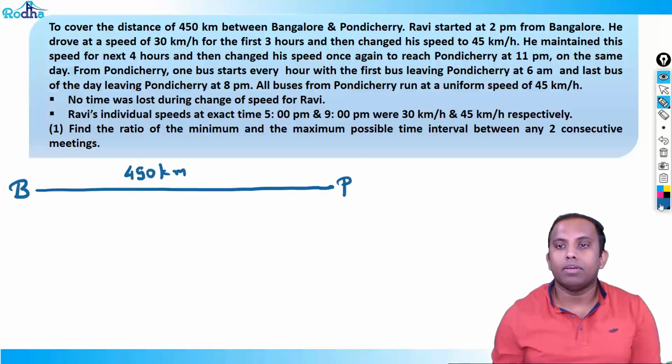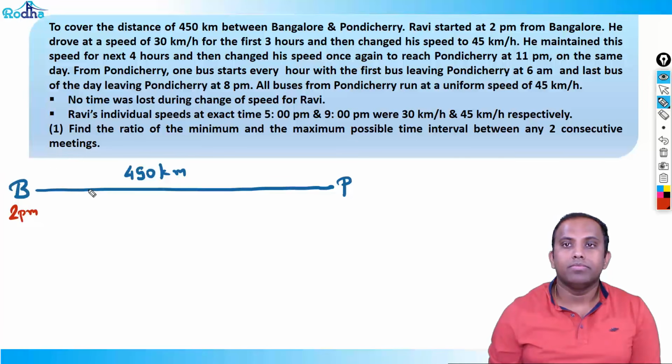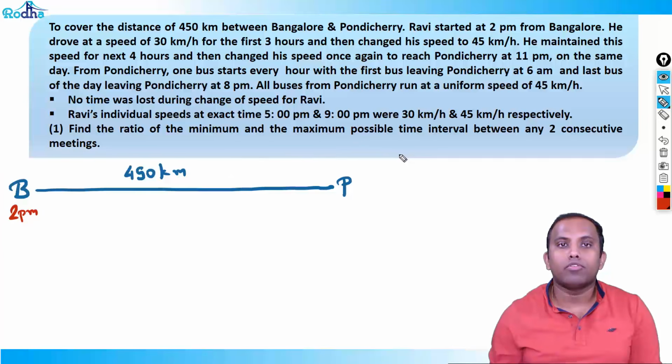Now what has happened here? Ravi started from Bangalore at 2 p.m. He drove at a speed of 30 km per hour for the first 3 hours. So the first 3 hours, that means 2 p.m. to 5 p.m., he drove at 30 km per hour.